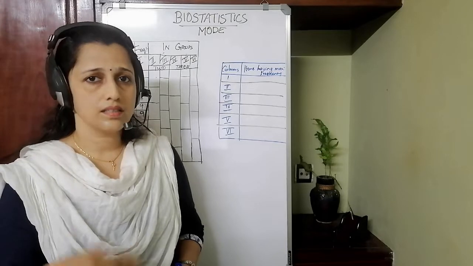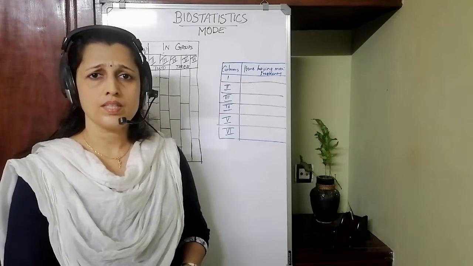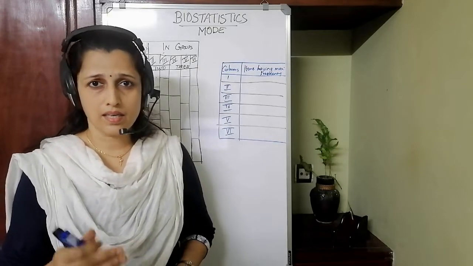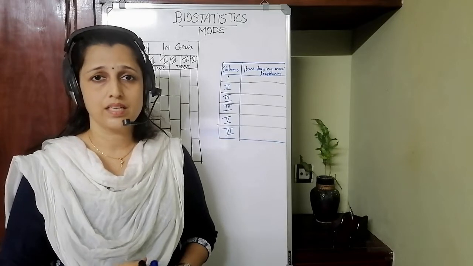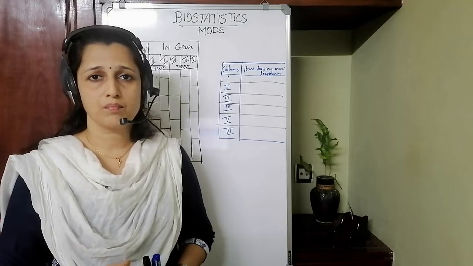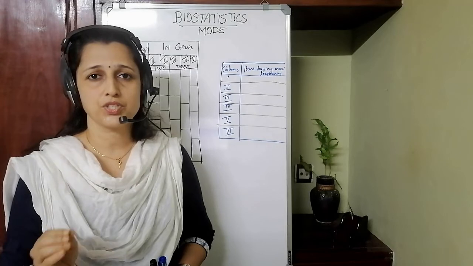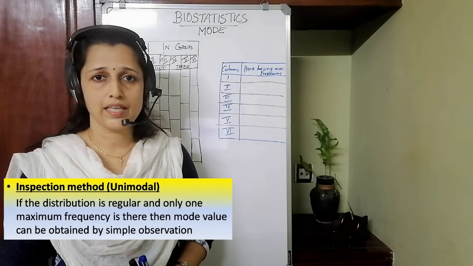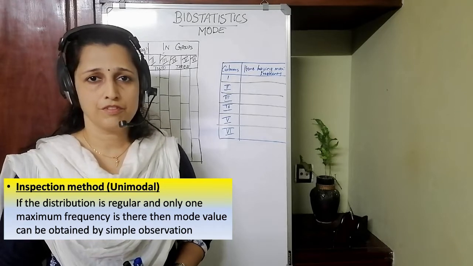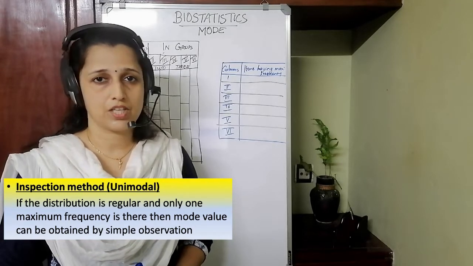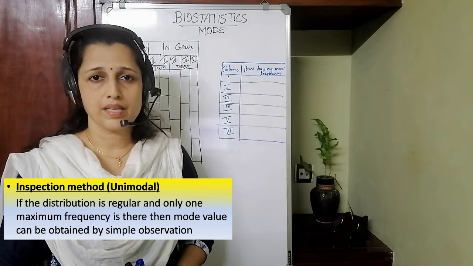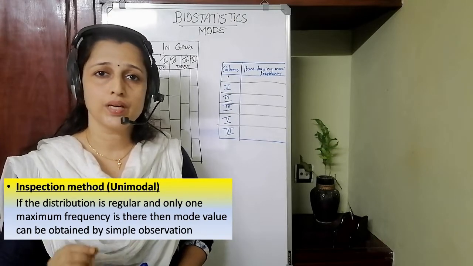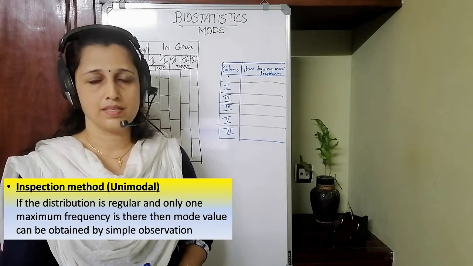Now let's see a different question. In this unimodal data, the method which we followed to find the mode is the simple inspection method. That is, simply by observing the data, we could find which is having maximum frequency, and that is known as inspection method. Inspection method is applied for unimodal variables.